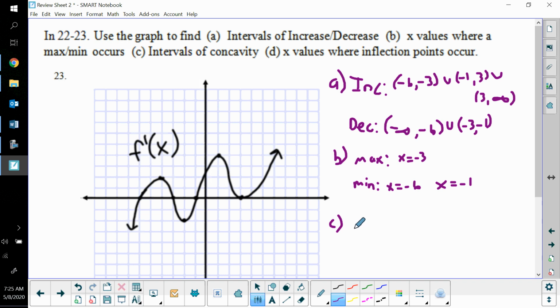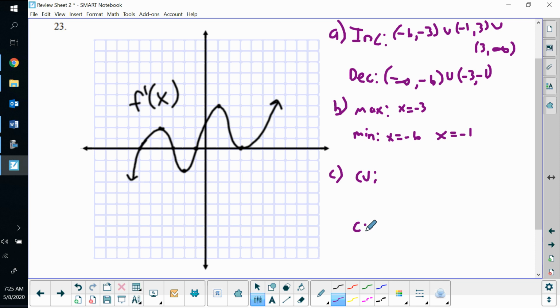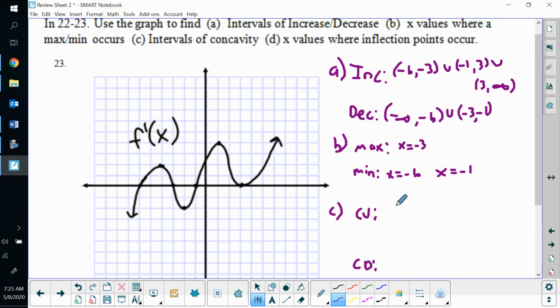All right, intervals of concavity, concave up and concave down. Concave up is when the second derivative is positive. If you have a first derivative graph, to find information about the second derivative, you always look at the slope to find information about the next derivative. So whenever the first derivative slope is positive, that's when the second derivative will be positive. So we start out with a positive slope here. So the original graph will be concave up from negative infinity all the way to negative 4.